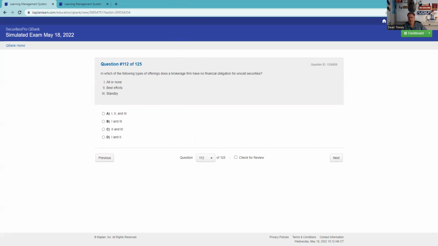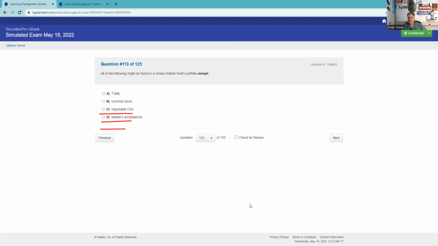So let me just get out my annotation tool. I'm using process of elimination here. I know I need something with a 2, and I can get rid of anything with a 3 because I should know that standby underwriters are used in rights offerings. They're a form of a firm commitment underwriting. So by process of elimination, Dean has determined that it is D.